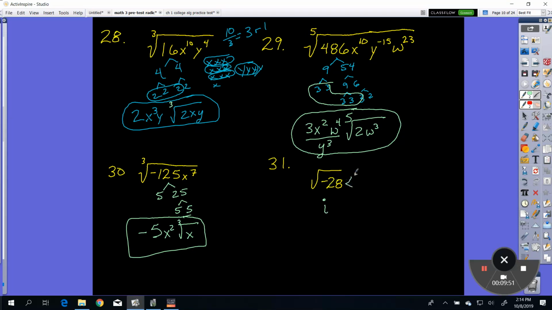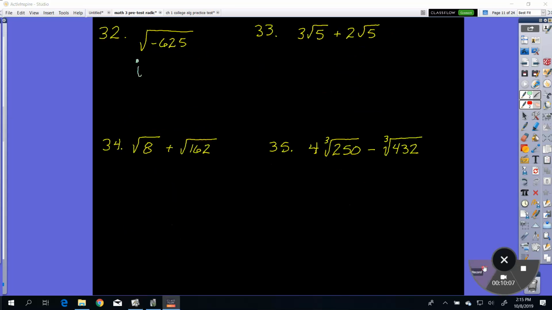So 28 is 4 times 7. 4 is 2 times 2. So there's a pair of 2s, so they get to come out, and the 7 stays in. And we have the i that's with it to signify there was a negative under the square root. So the negative comes out as an i.